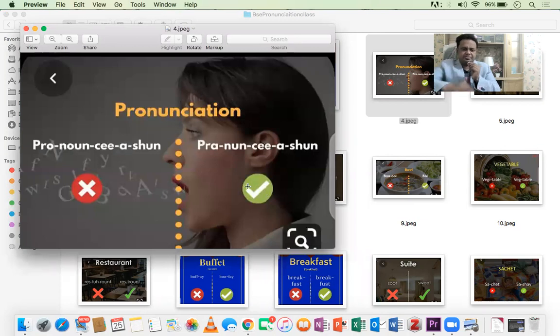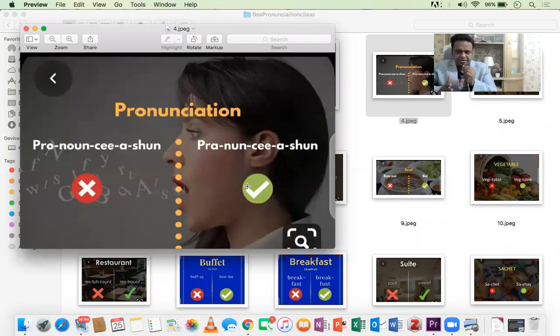This one is pronunciation. A lot of people pronounce it one way, but it is pronunciation. I'm learning to speak in British pronunciation.